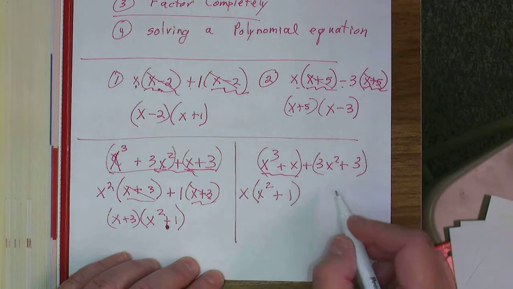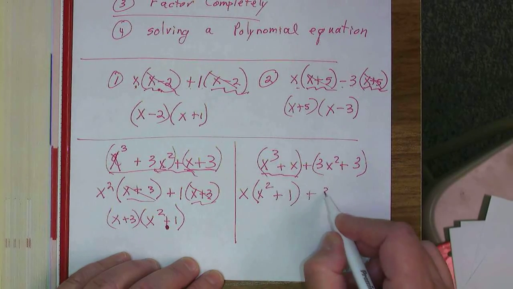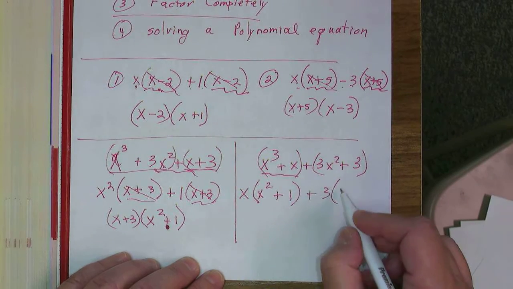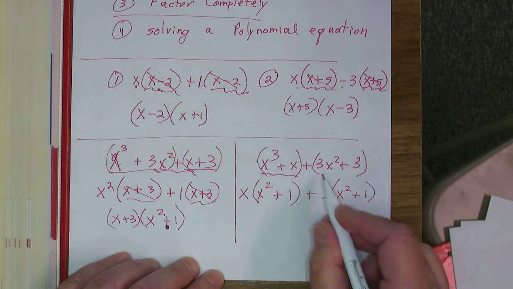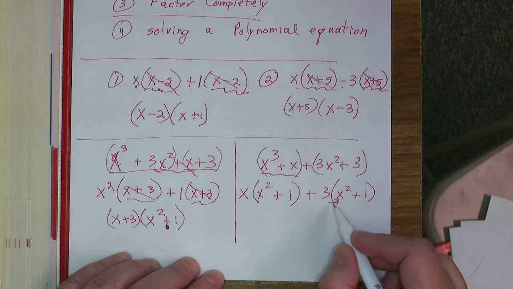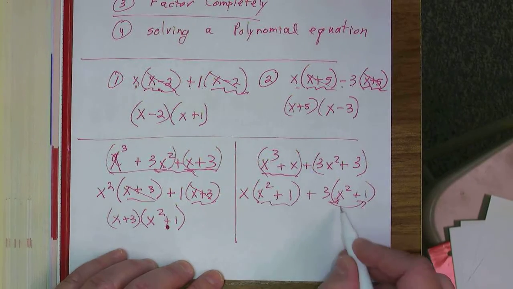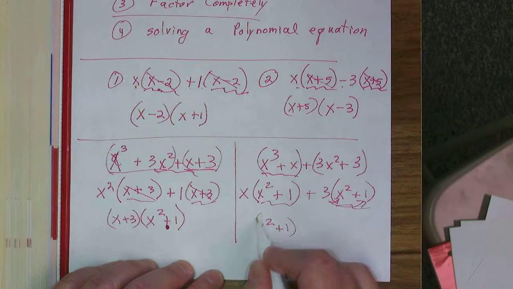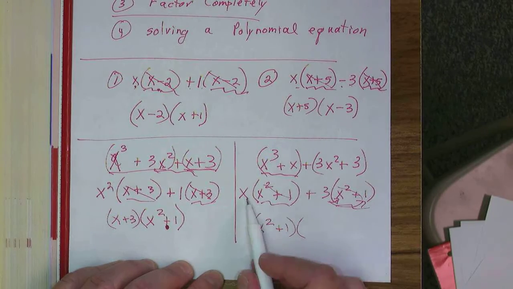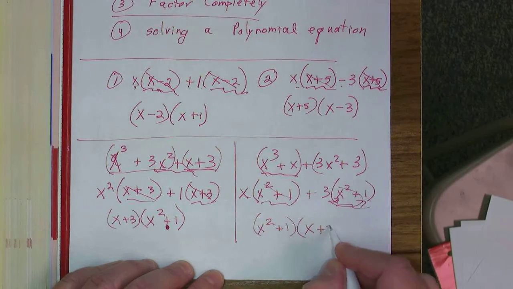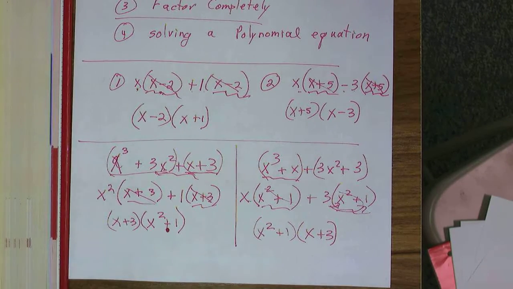So x cubed plus x. This has a common factor of 3. If I take out the 3, I'm left with x squared plus 1. So that when I redistribute, I have 3x squared plus 3. Now you notice my common factor is the x squared plus 1. If I take that out, I'm left with x plus 3. So in many cases, you can group these together in more than one way.